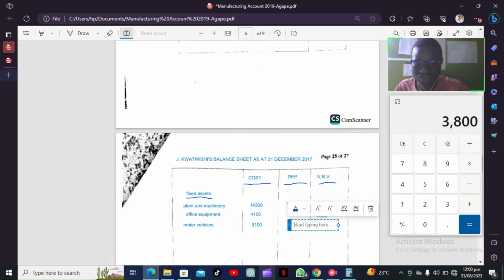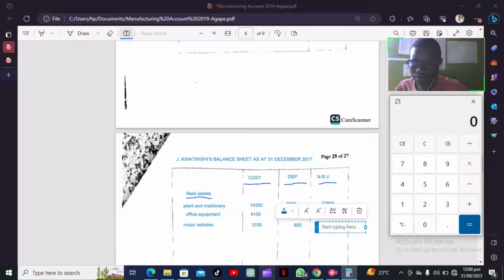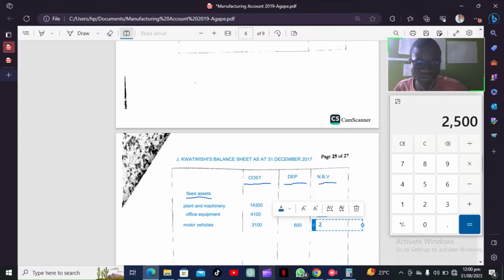That was the depreciation. So we're going to less again to find the net book value of this asset here. So when we less, how much are we getting? We say 3,100 minus 600. How much are we getting? This is 2,500.